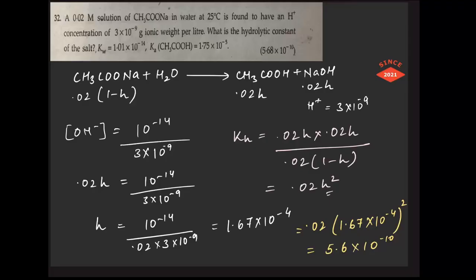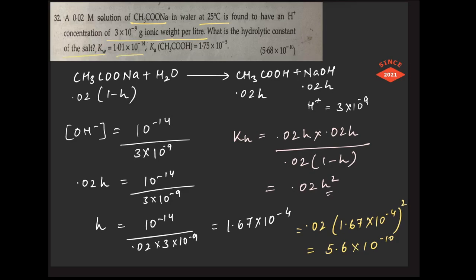A 0.02 m solution of CH3COONa in water at 25 degrees centigrade is found to have an H plus ion concentration of 3 into 10 to the power minus 9 gram ionic weight per liter. What is the hydrolytic constant of the salt?